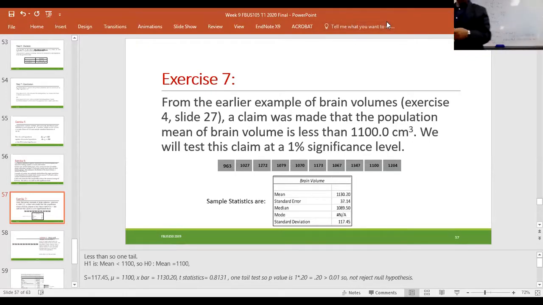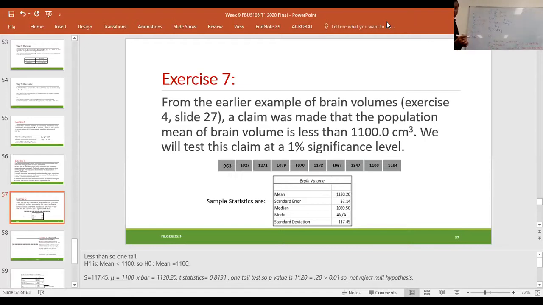I'm just taking the data from here, then I will switch to the whiteboard. Write on the paper: what is the n value? n is 10, 10 volumes are given: 1, 2, 3, 4, 5, 6, 7, 8, 9, 10. What is the value of X bar? The sample mean is 1130.20. What is the standard deviation? It is given as 117.45 in the table at the bottom.